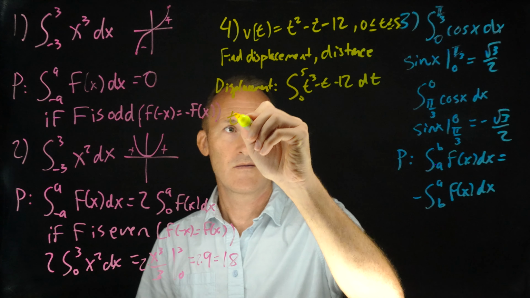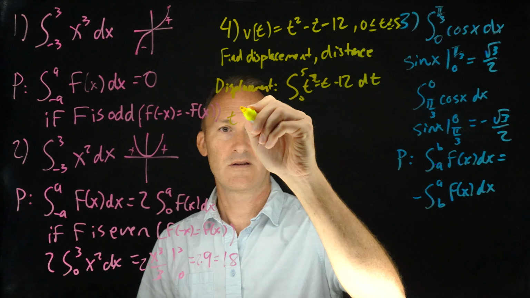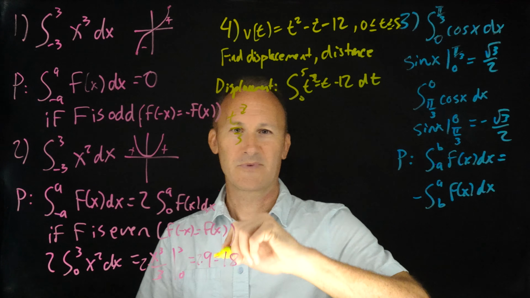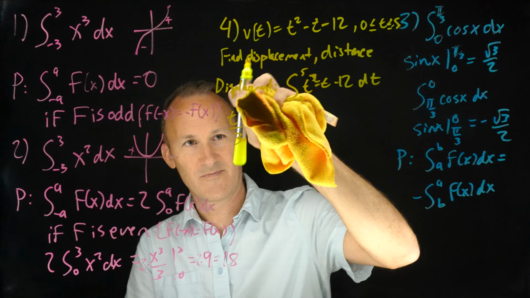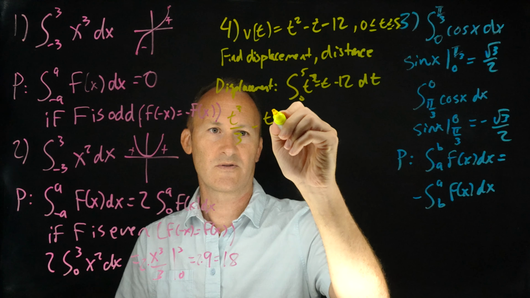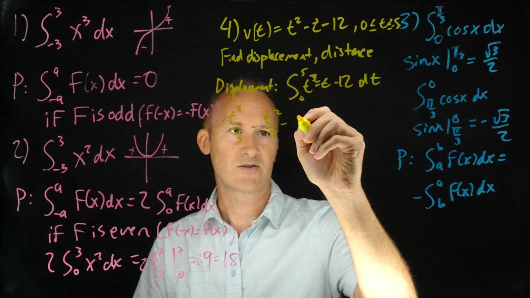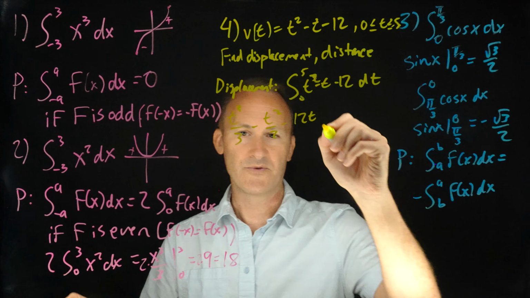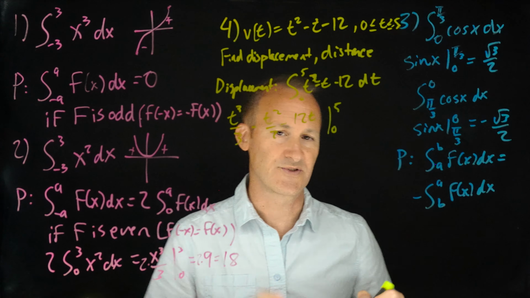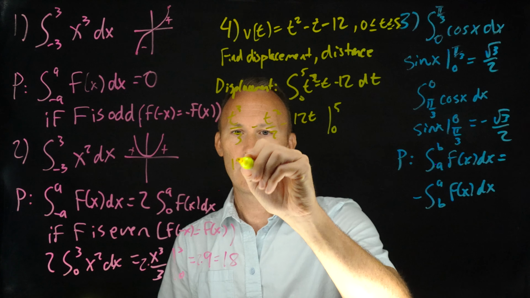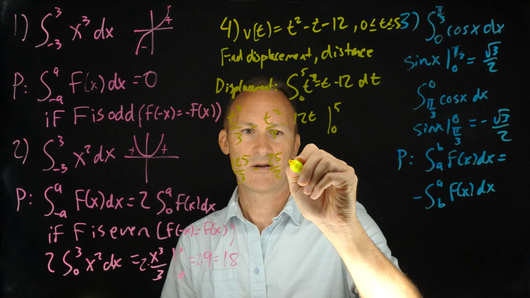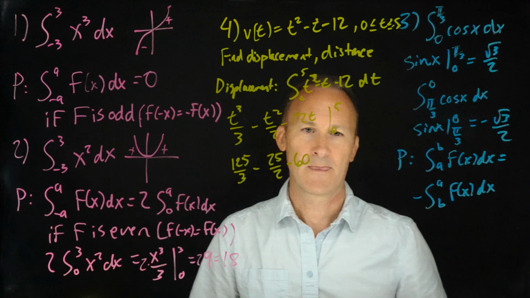So you get t to the third over 3, and then minus t squared over 2, and then minus 12t. We don't need the plus c's when you actually have points that you plug in, evaluated at 5 and 0. So the zeros are all 0, so it's the 5, I get 125 thirds minus 25 halves minus 60. Now, what actually is that?